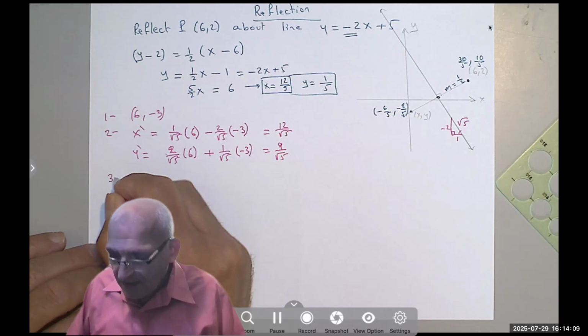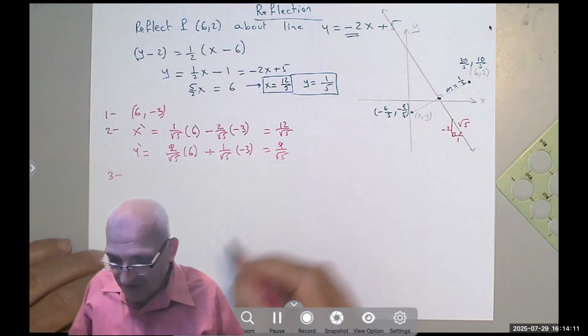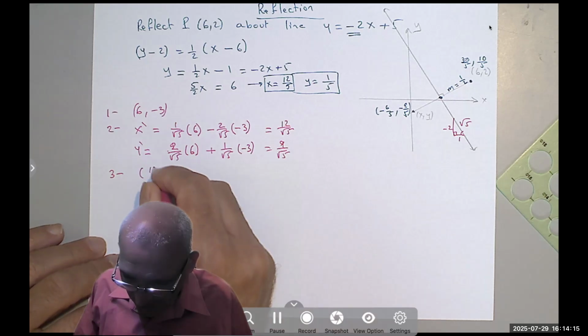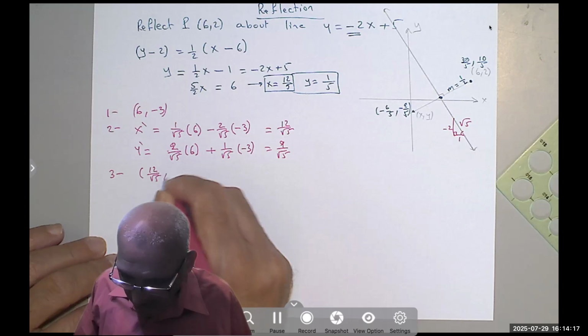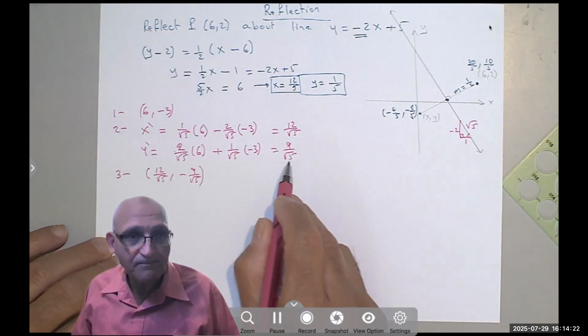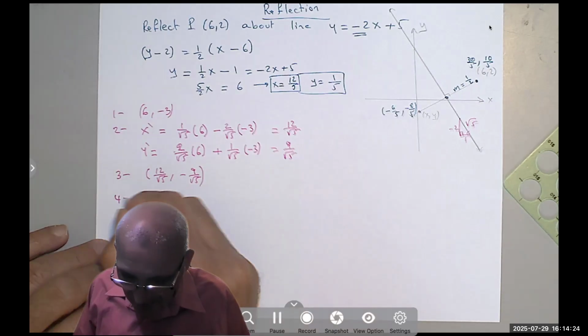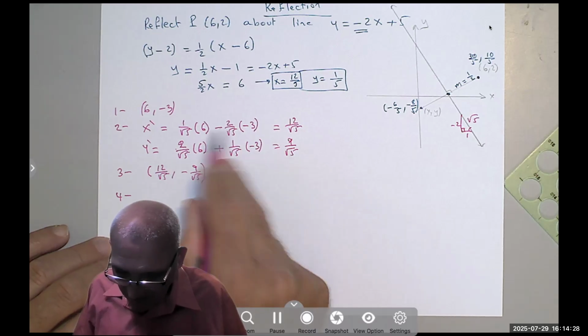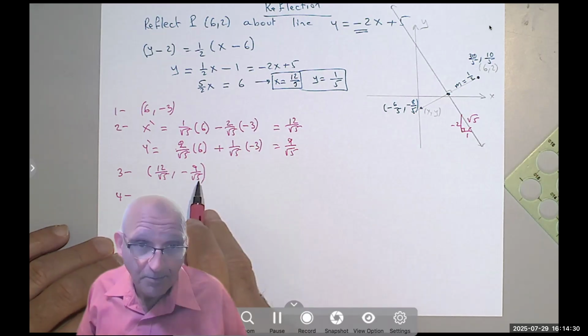Step number 3, I'm going to reflect about the x-axis. So the y coordinate will change sign. So that point becomes 12 over root 5, negative 9 over root 5. Just change it. Step number 4, use the same equation, making this positive and this negative. And of course, instead of x and y, use x prime and y prime.